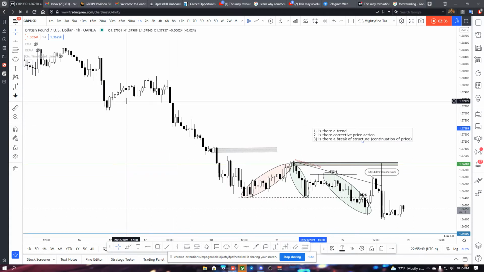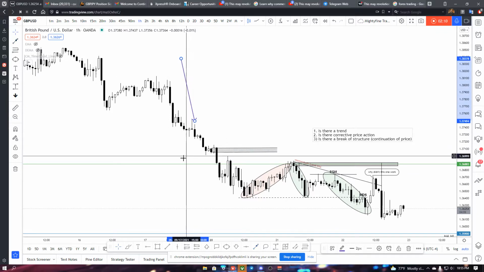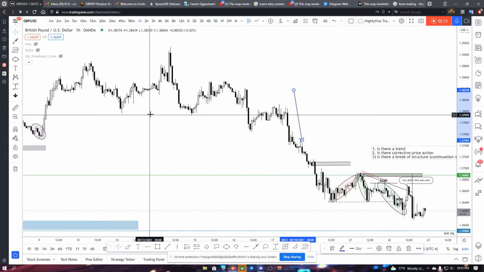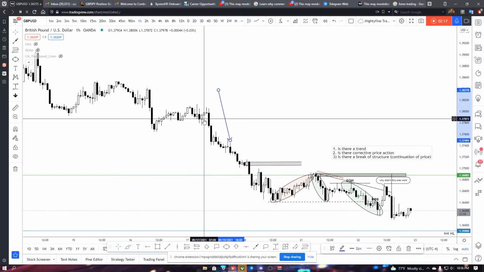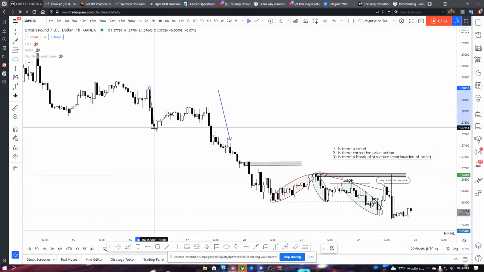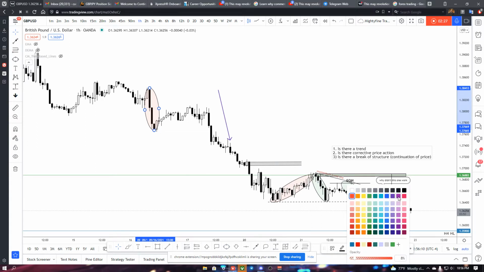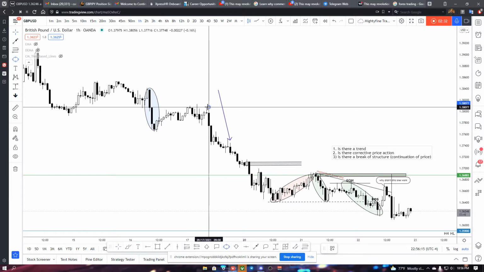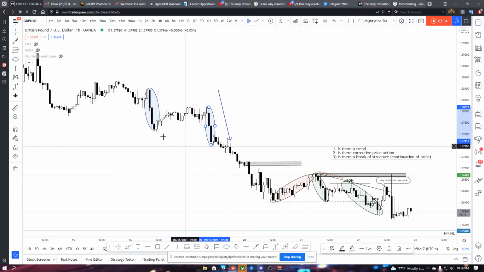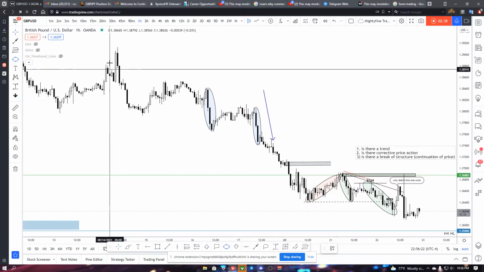So first and foremost, I do see a trend, and a good way to analyze if this is an actual trend is you can see the swing lows and swing highs, but you can also see that there's volume on these swing lows, which I'll go ahead and make blue. So that tells me that we're for sure having bearish movement. This is a bearish market.